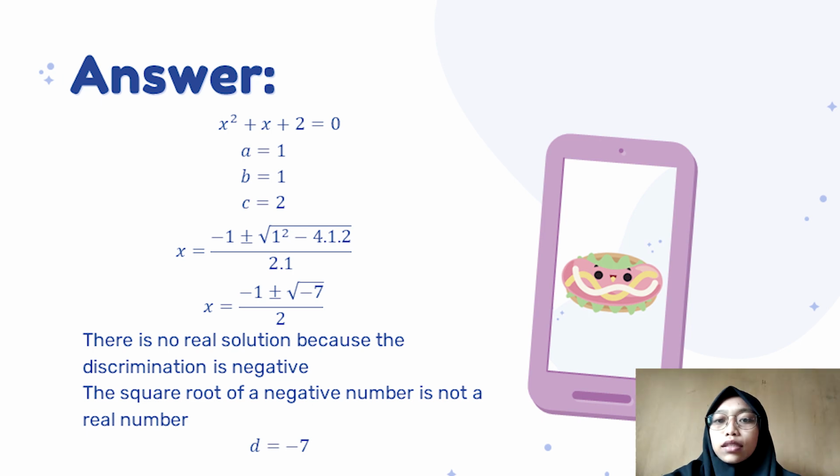Then, plug it into the quadratic formula. x equals minus 1 plus or minus the square root of 1 squared minus 4 times 1 times 2, over 2 times 1. x equals minus 1 plus or minus the square root of minus 7, over 2. D equals minus 7, so no solution. Maybe this is the explanation of my example question.